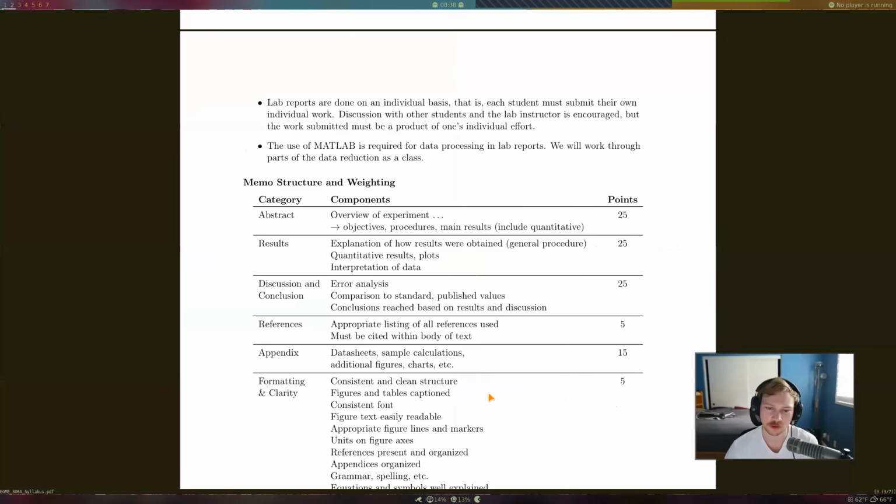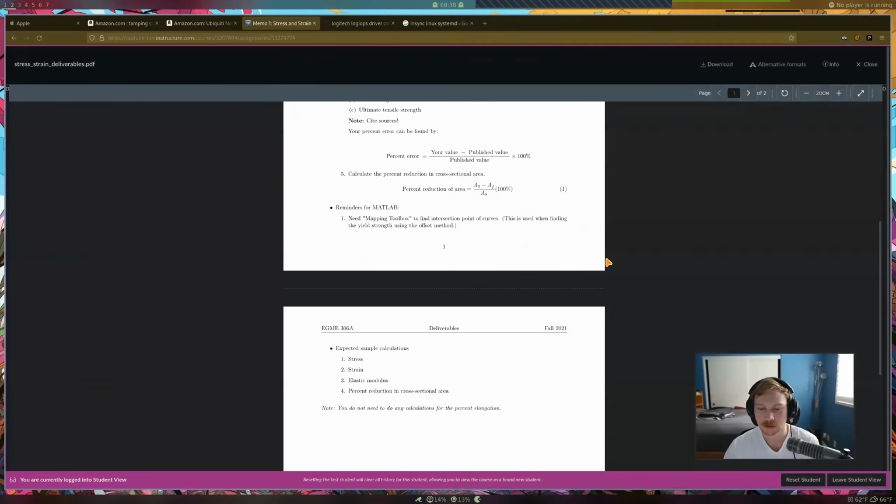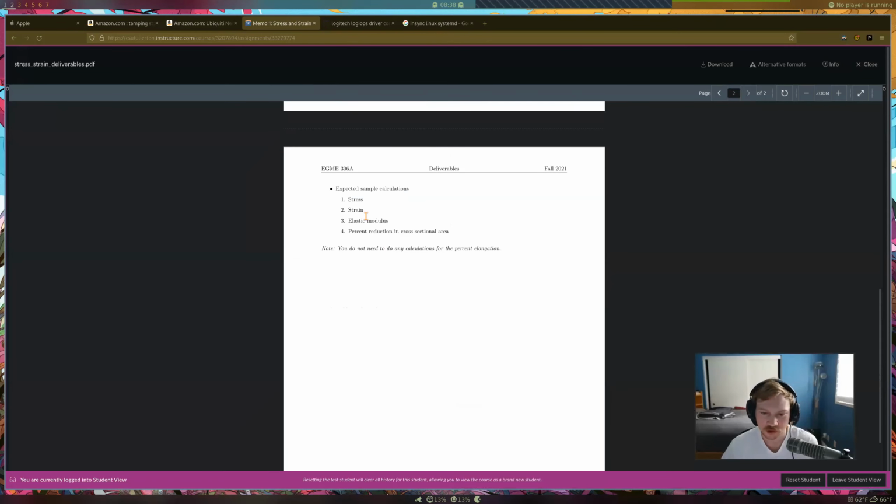And in this portion here for the structure and the weighting. So sample calcs, they go in the appendix section. It's a fair amount of points. So you need that for stress, strain, elastic modulus, and percent reduction cross-sectional area. That's all I'm asking for, so nothing else. And you only need one sample calc per thing here. So for stress, yeah, we had 3 materials, but I only need to see a sample calc one time.